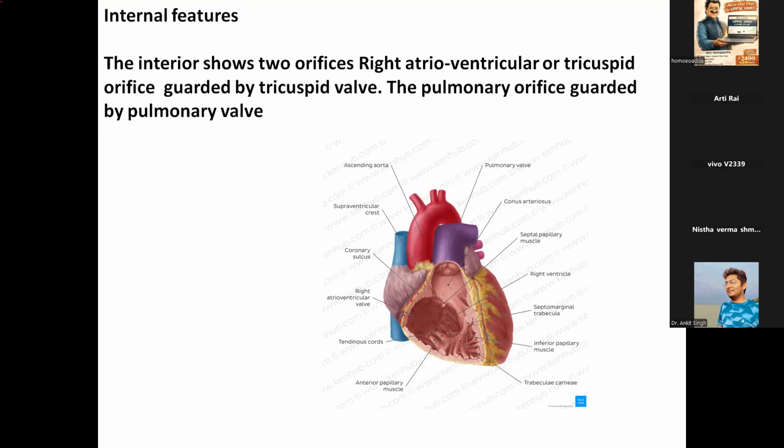Internal features of the right ventricle. When you cut open the right ventricle, you will be able to see two valves. One is the right atrioventricular or the tricuspid valve, and the second is the pulmonary orifice guarded by the pulmonary valve. There will be two valves as you can see. One is the pulmonary valve, and the other, between the atrium and the ventricle, is the tricuspid valve. So the internal features contain two valves, two openings.